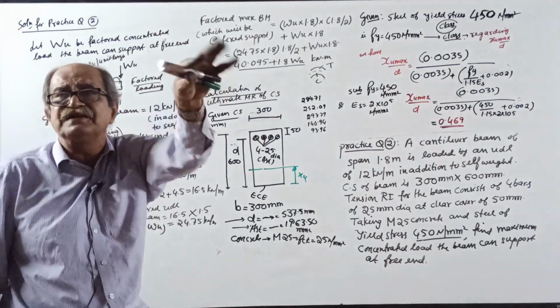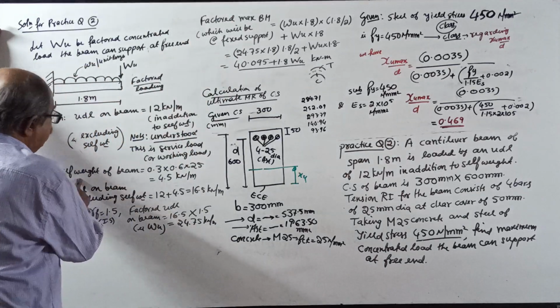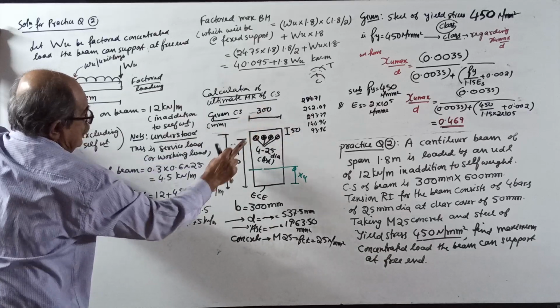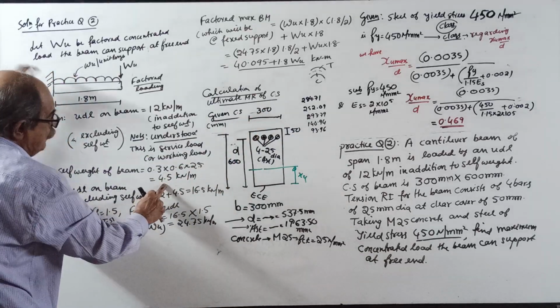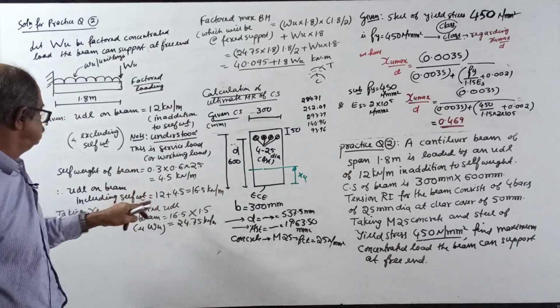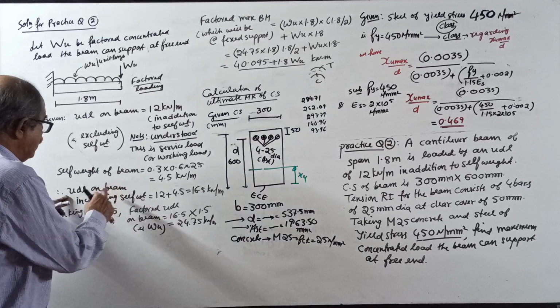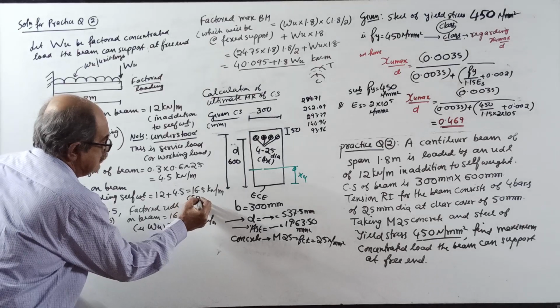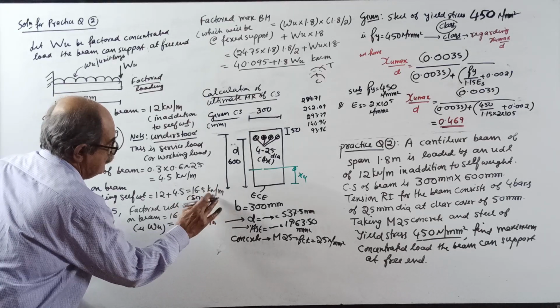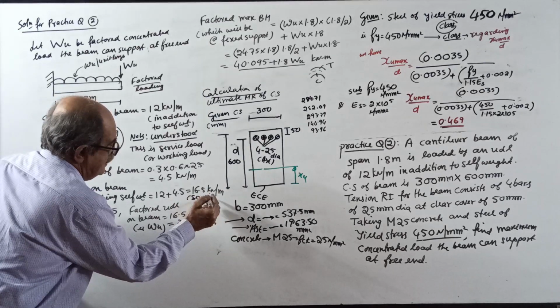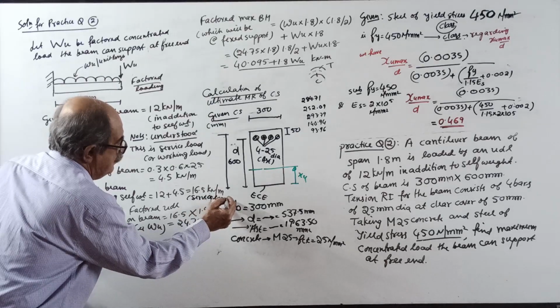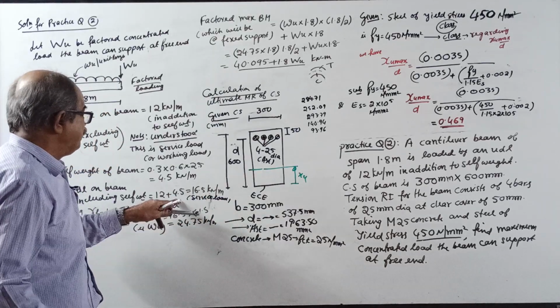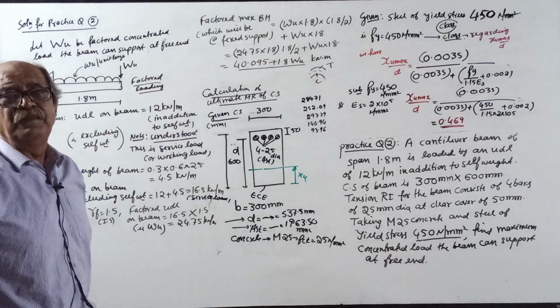Again, go back to last class. Start. Self weight of the beam, 0.3 into 0.6 into 25, 4.5 kN per meter. So UDL on the beam including self weight, remember, this is still service load. 12 plus 4.5, 16.5 kN per meter.